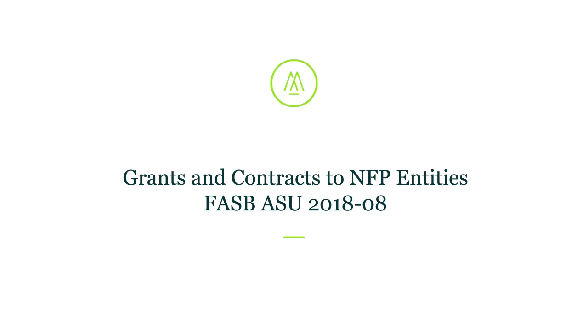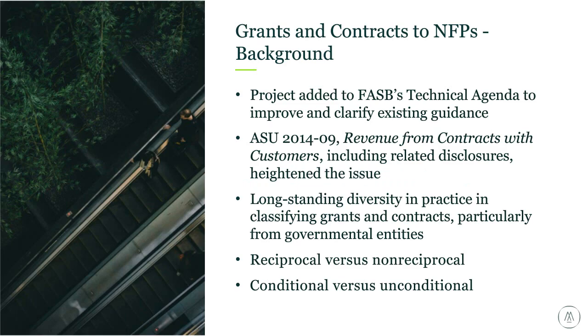Okay, now we get to shift gears away from the not-for-profit reporting standard and to ASU 2018-08 related to grants and contracts. Let's start with a little background on how this standard came to be. ASU 2014-09, the revenue recognition standard, raised questions as to whether grants and contracts are in scope of that guidance, addressing reciprocal versus non-reciprocal.